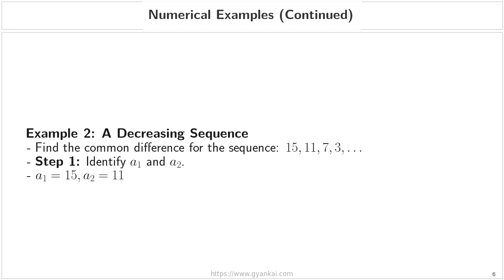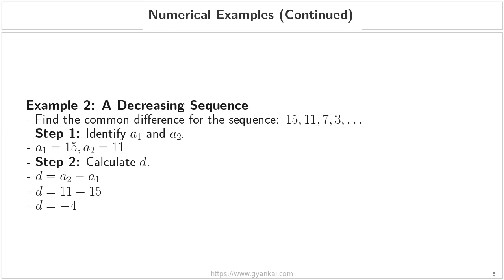Here, the first term, which we call a sub-1, is 15, and the second term, or a sub-2, is 11. Next, we move to step 2, where we apply our subtraction rule. Remember, we must always subtract the preceding term from the succeeding term. So, we calculate d by taking a sub-2 minus a sub-1. That gives us 11 minus 15, which results in -4.